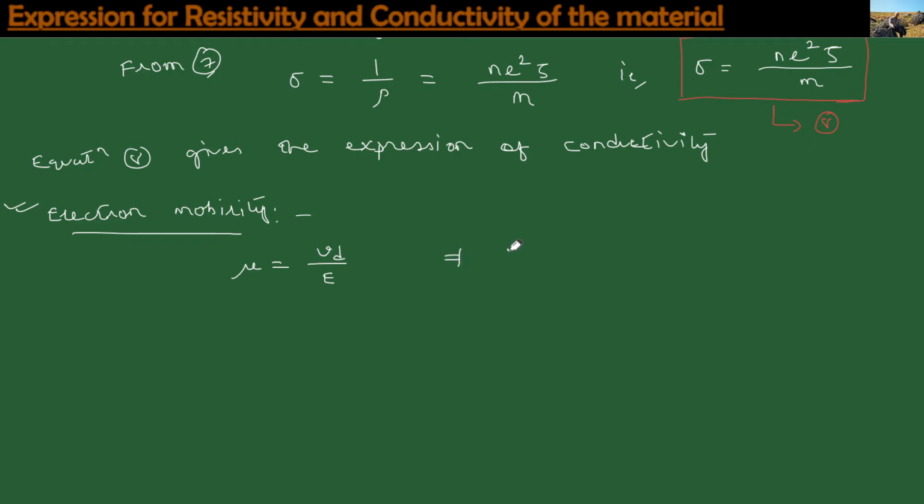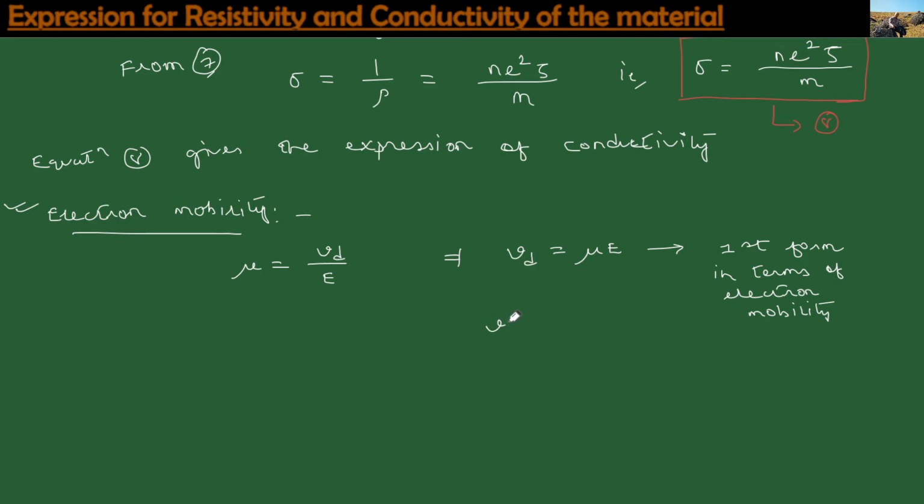Which means that the drift velocity will be given by Vd equal to mu times E. That means this is the expression for drift velocity in terms of the electric field, in terms of electron mobility. So this is that expression.